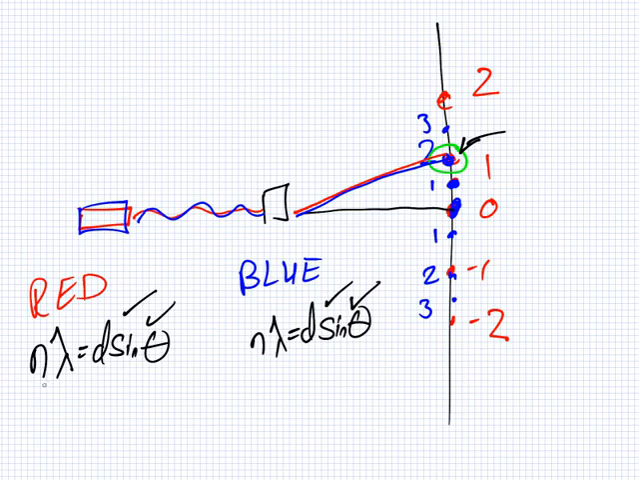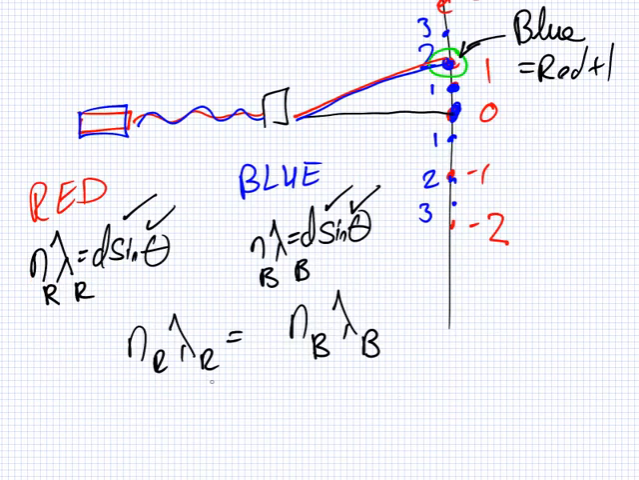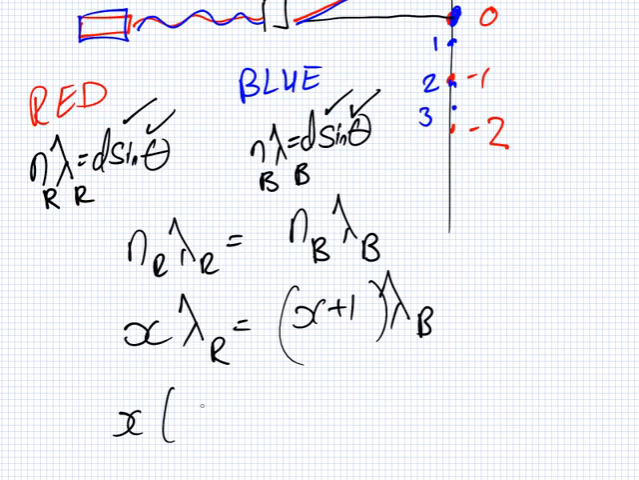So that means, writing r and b here, the n for the red and the wavelength for the red equals the n for the blue and the wavelength for the blue. But you also know that the blue order is equal to the red plus 1, that it's the next order. So if I call that x, lambda red times x should equal x plus 1 times lambda blue. Okay, and what was my wavelength for the red? It was 633, was it? Yeah, 633 nanometers.